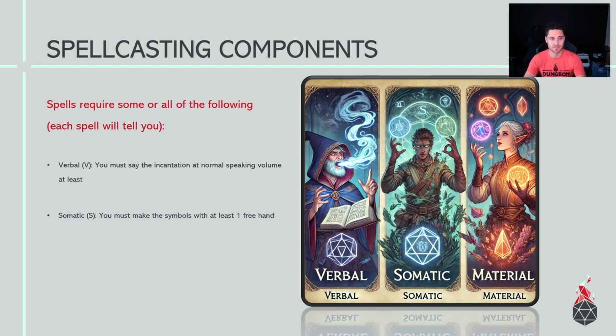Somatic, which means you must make the symbols with at least one free hand. And material. You must have the material items needed by the spell. There's one more, which is time. Each spell will tell you its casting time, but the other 3 are going to be listed on the spell. It will say V/S/M if you need all 3 of them, or just V, or just V/S. That's tough to say. Whichever the combination is, each spell is going to tell you which of the 3 components it needs and how much time you need to cast the spell.